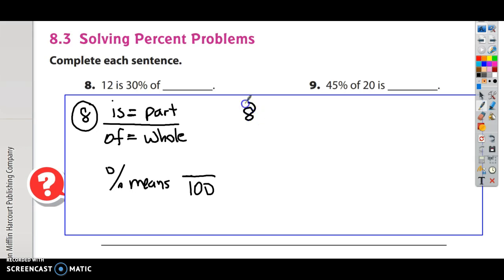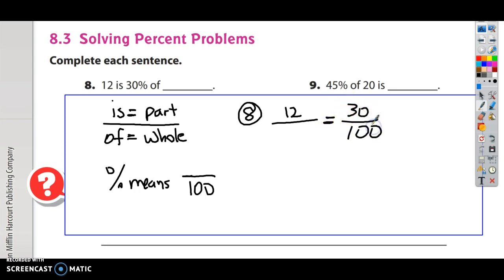So number 8. These are our notes over here. I'm going to go ahead and erase the 8 right here. And over here on number 8, we're going to solve. It says 12 is, remember the is the part. 12 is, that goes up top. 30% means 30 hundredths. And it says of blank, which means I don't know.